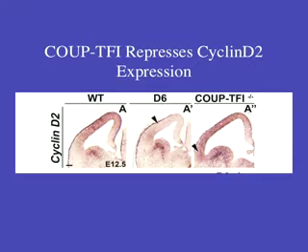Consistent with that, when we look at the loss-of-function mutation for COUP-TFI, and we look in the ventral region where COUP-TFI normally is most strongly expressed, you can see an upregulation of cyclin D2. Normally, it's very low in this region, so you can see it comes up nicely. Cyclin D2 is a nuclear protein which promotes mitosis or cell division.